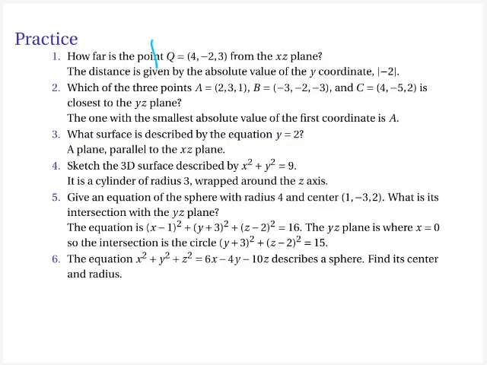Oh, just a mistake. I apologize, just a typo. That's even dopier than my usual typo. I apologize. There we go. Okay. So the equation x squared plus y squared plus z squared equals 6x minus 4y plus 10z describes a sphere and finds its center and radius.